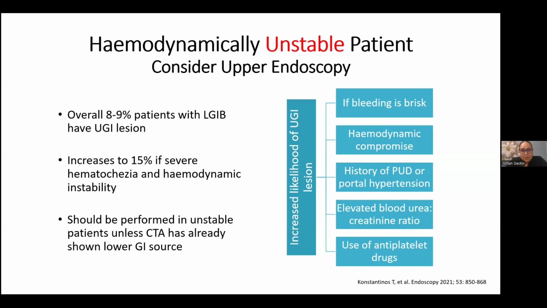Given that up to 15% of patients presenting as a lower GI bleed may have an upper GI source, one should always consider an upper endoscopy in a hemodynamically unstable patient, unless the CT angiogram has already localized a lower GI source. Some factors that may suggest a higher likelihood of an upper GI source include the history of portal hypertension, peptic ulcer disease, use of antiplatelet medication, or an increased serum urea to creatinine ratio.